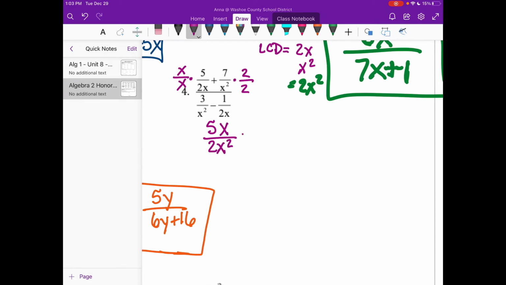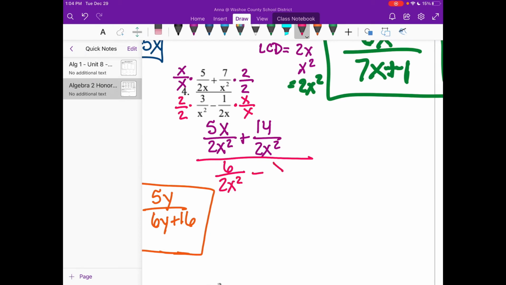So 5 times x is 5x over 2x squared plus 7 times 2 is 14 over 2x squared. Now on this one, the bottom ones are the exact same, so you're going to do the same thing. You're still going to get 2x squared as your common denominator. So your first fraction needs to be multiplied by 2 over 2, and your second fraction needs to be multiplied by x over x. So we have 2 times 3, which is 6 over 2x squared, minus x over 2x squared.